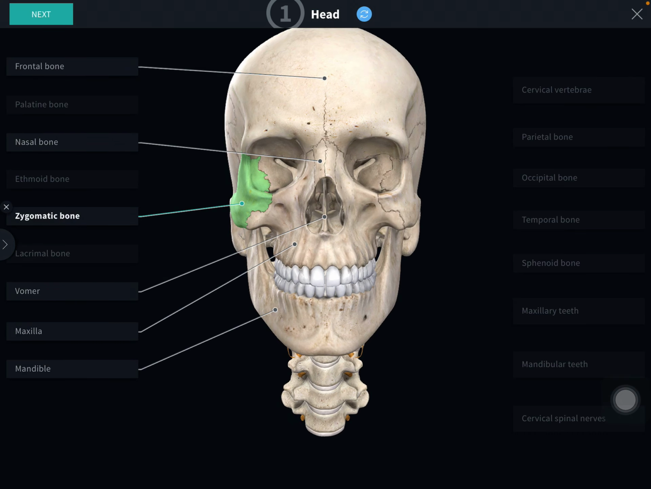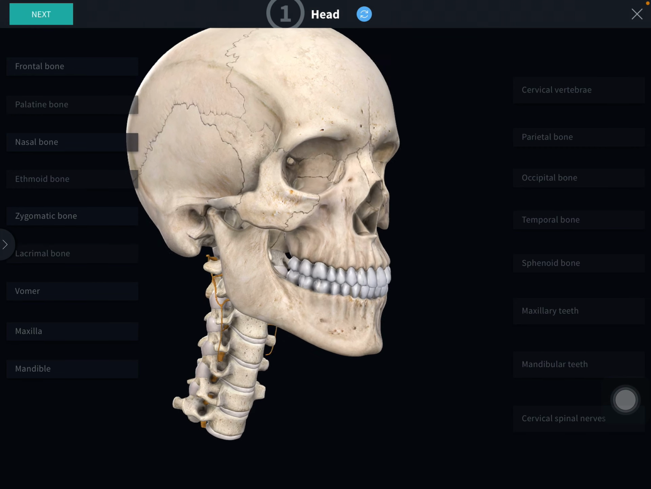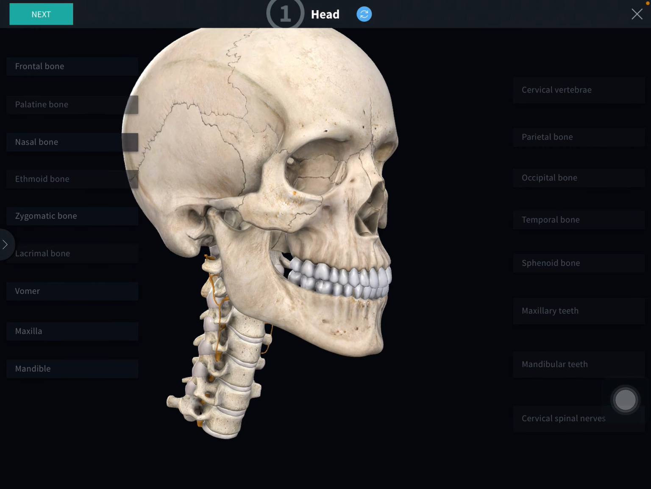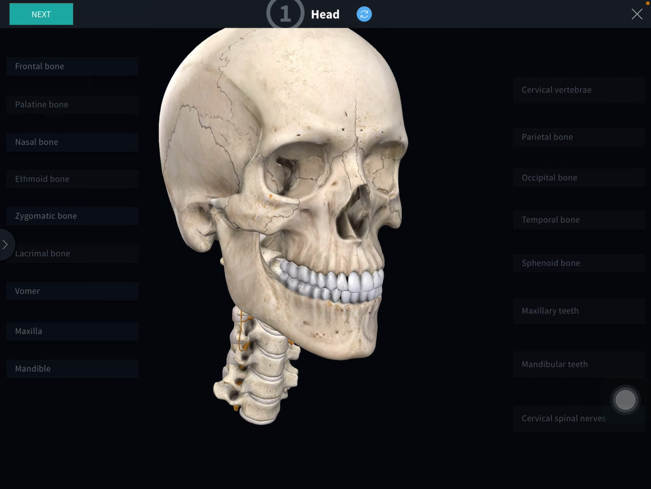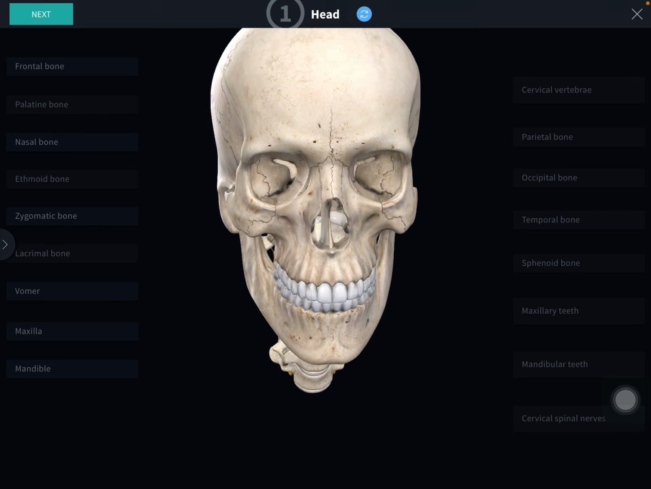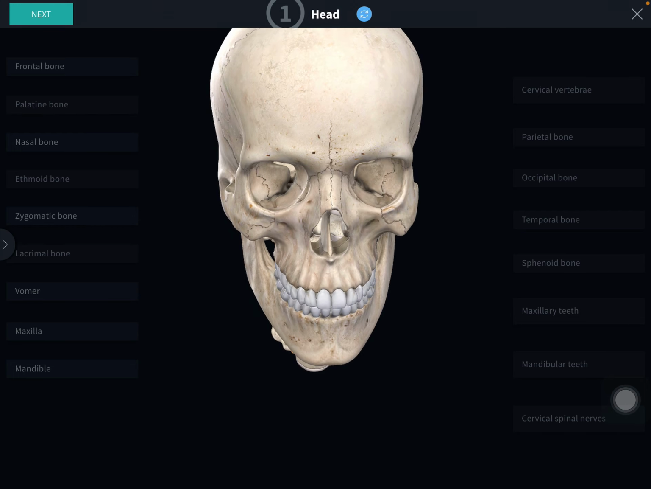The zygomatic bone is the cheek bone. It forms the lower part of the lateral margin of the orbit and the lateral part of the lower margin of the orbit, and also the lateral wall and part of the floor of the orbit.